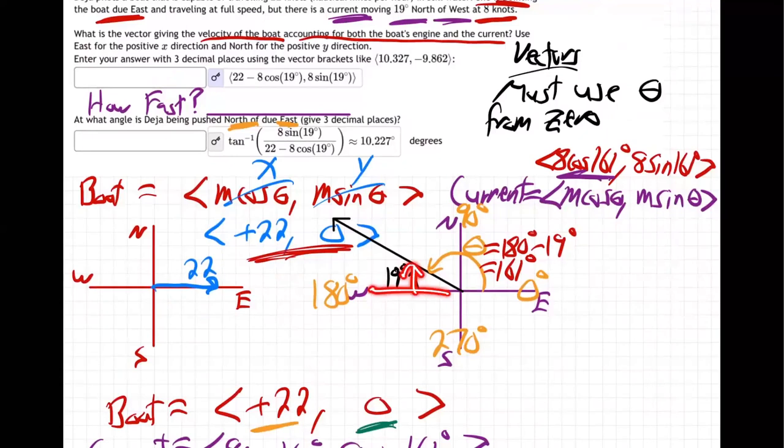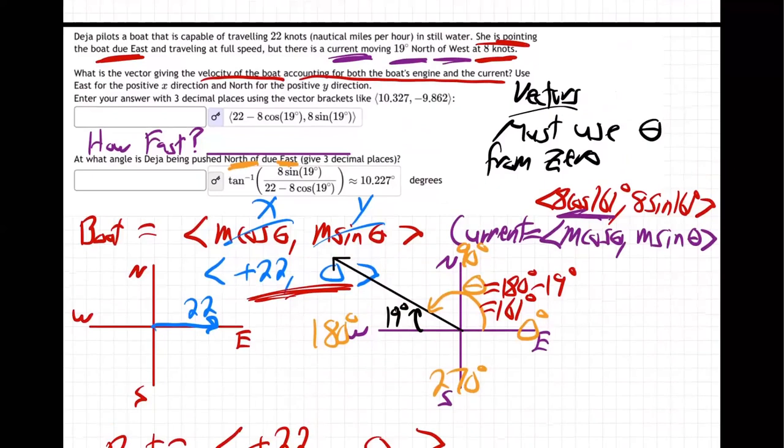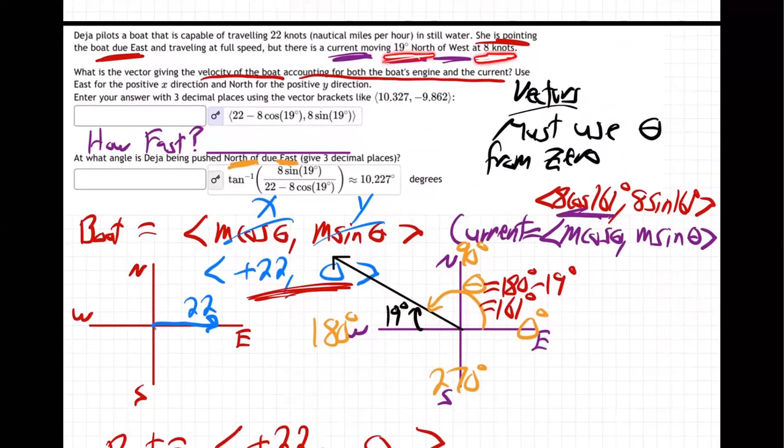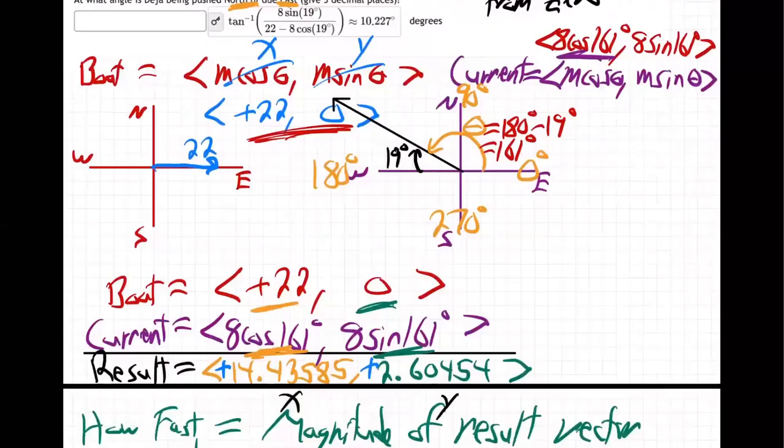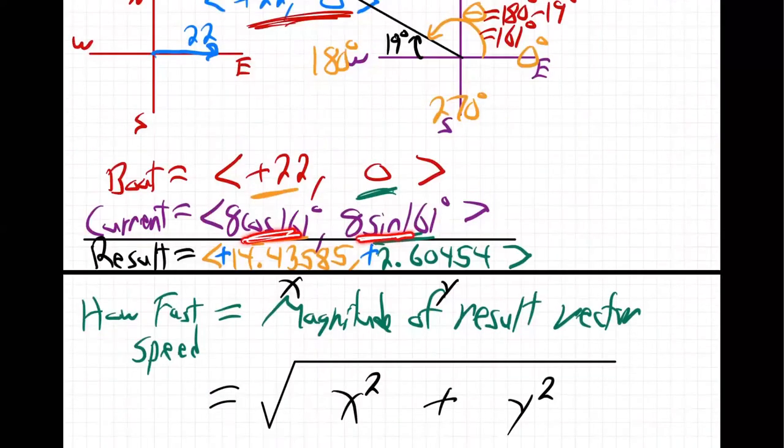And so whenever you do vector angles using the m cos theta, m sine theta, you got to find the actual angle from 0 degrees. How do we find that? Well, if this is 19, then 180, back up 19, this is 161 degrees. This was the angle, 161. So it was 8 cosine 161, 8 sine 161, because the current was going 8 knots at that angle. So there's the current vector, there's the boat vector. To get the result of the current and the engine, add them together, add the x with the x, the y with the y. There's a resultant vector.